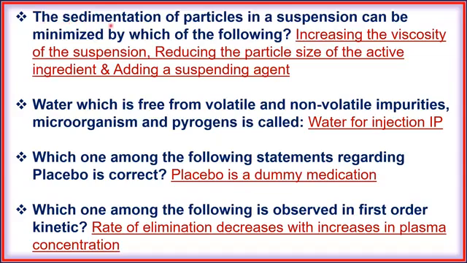Next, the sedimentation of particles in a suspension can be minimized by which of the following? Increasing the viscosity of suspension, reducing the particle size of the active ingredient, and adding a suspending agent. Next, water, which is free from volatile and non-volatile impurities, microorganisms, and pyrogen, is called water for injection IP.